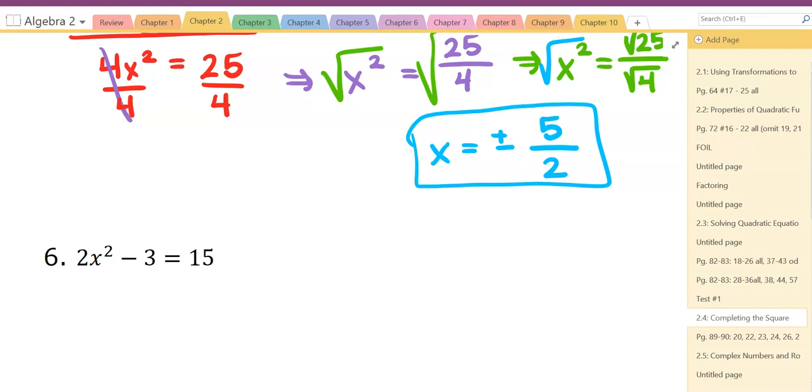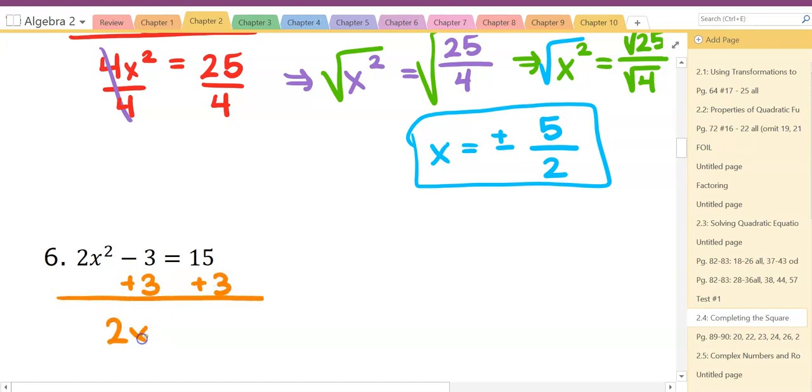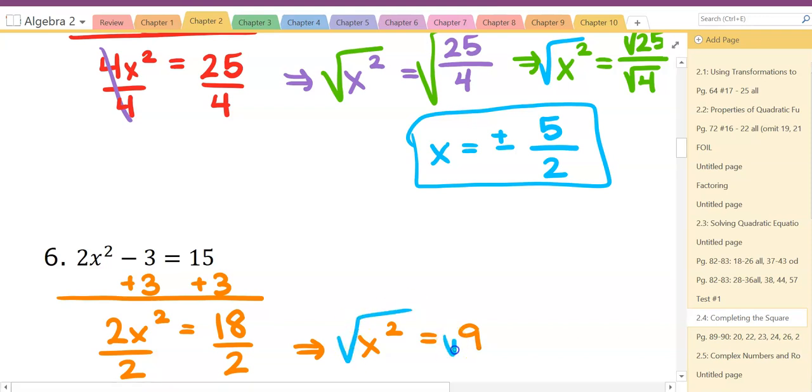So the first thing I would have done is added 3. So now it says 2x squared equals what? Good, 18. Then what would you guys have done? Divided by 2. So now it says x squared equals 9. The last step is to do what? Square root. So what's the square root of 9? 3. So make sure you wrote x equals plus minus 3.